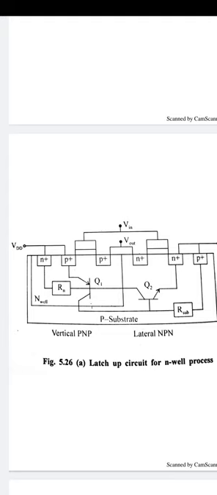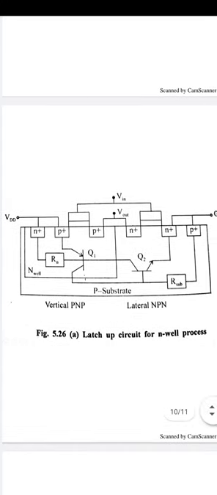The parasitic components Q1, Q2, R well, and R substrate are shown in the CMOS circuit and structure diagram. The vertical bipolar Q1, a PNP, is associated with the PMOS M1, the N well, and the substrate, and the lateral transistor Q2 is associated with the NMOS M2, the substrate, and the N well. The collector of each bipolar transistor is connected to the base of the other in a positive feedback structure, as shown in the second diagram.